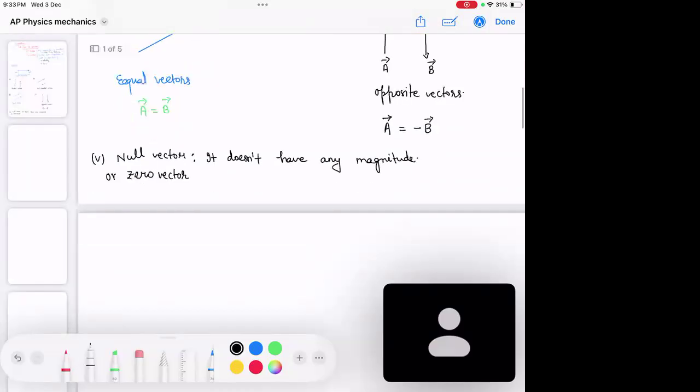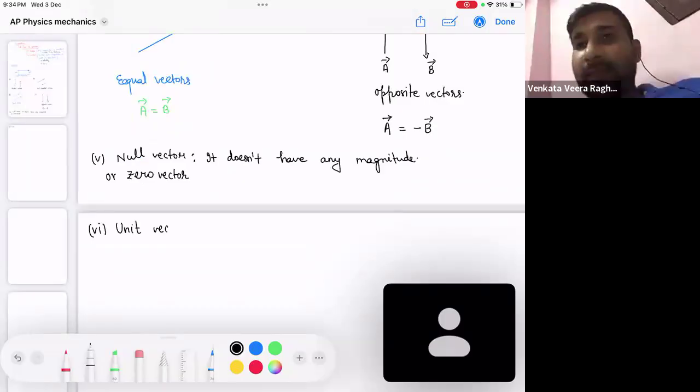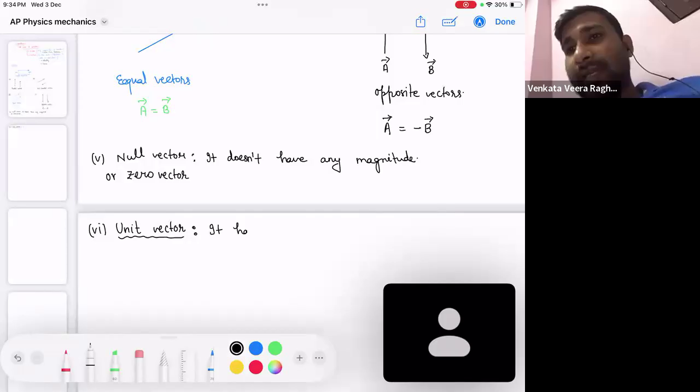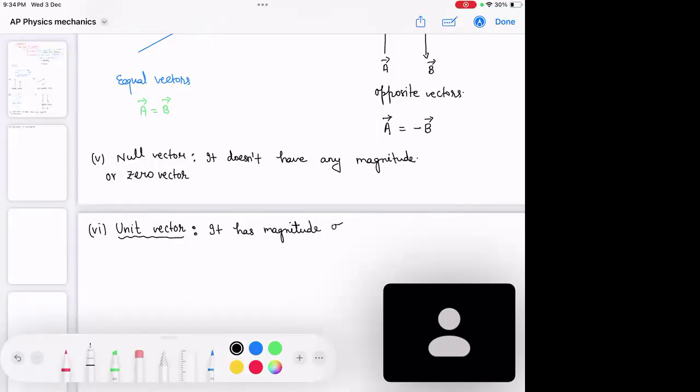Yes, sir. Now, another type of vector we have is called the unit vector. This is a very important type of vector. What does it mean by unit vector? It has magnitude 1 with a direction. Yes, it has magnitude. How much? It has magnitude 1, of 1 unit.